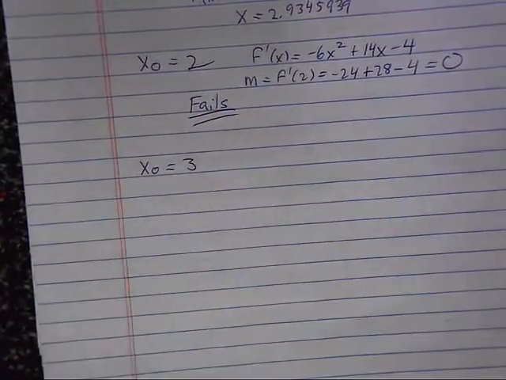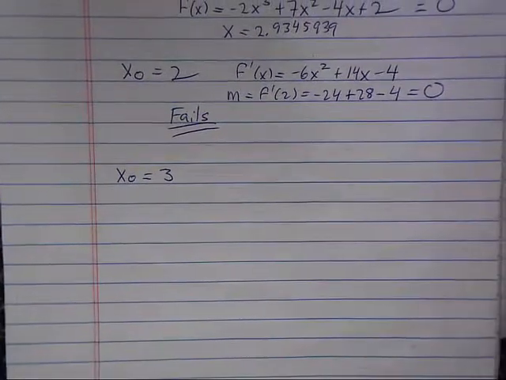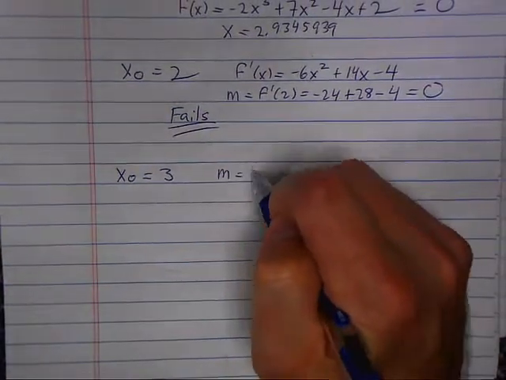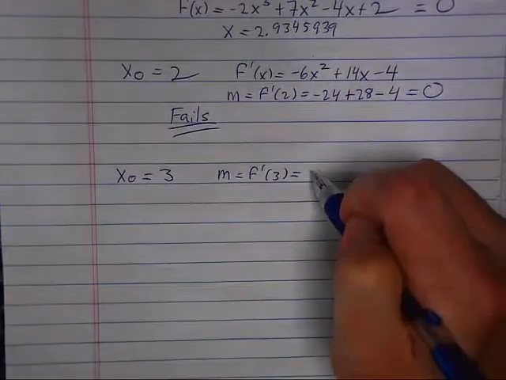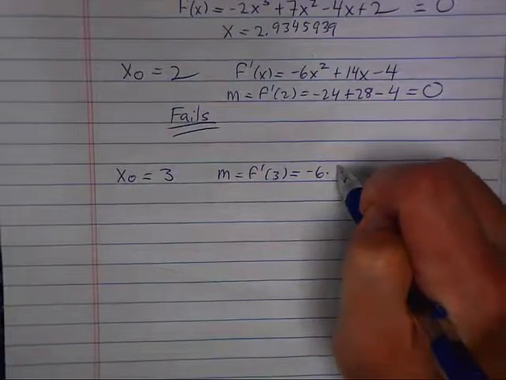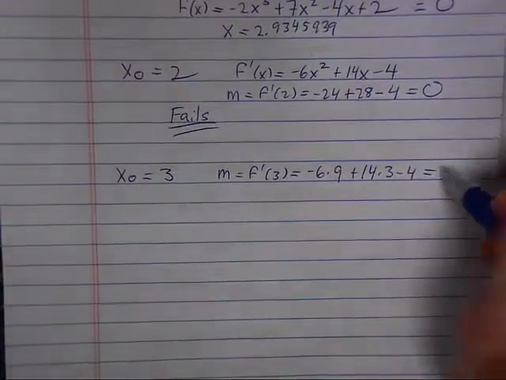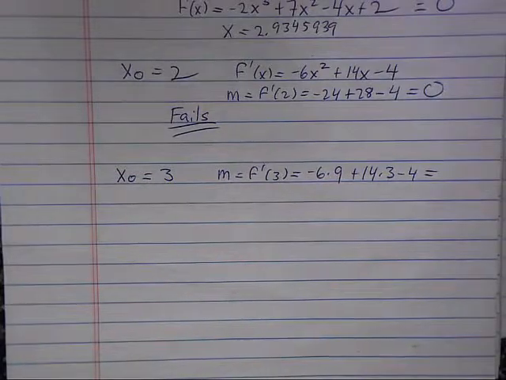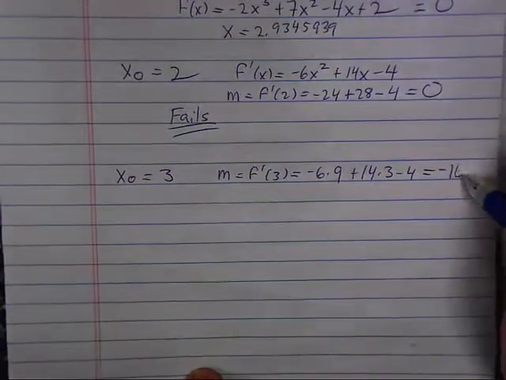All right, so once again, I would want to find the derivative. I already found the derivative. So now I want to find the slope of the tangent line. I plug in 3. So that's going to be negative 6 times 9 plus 14 times 3 minus 4. I get negative 16.